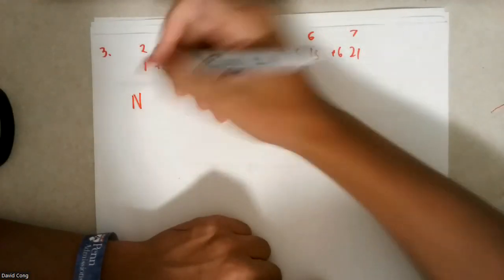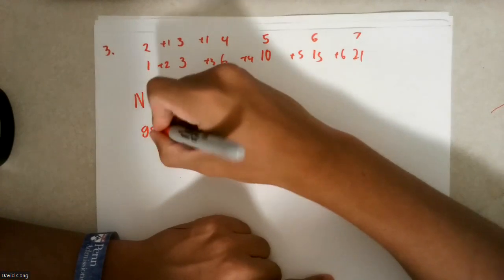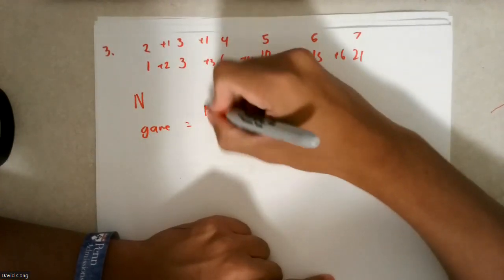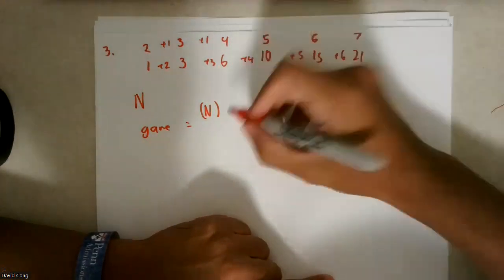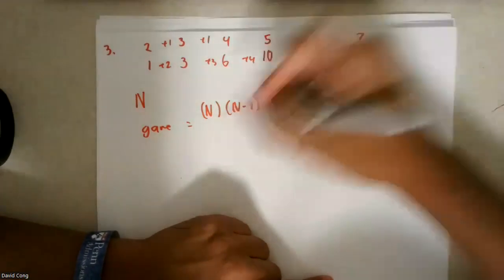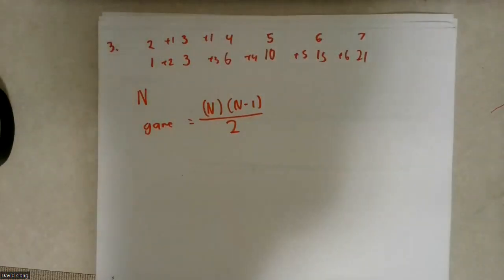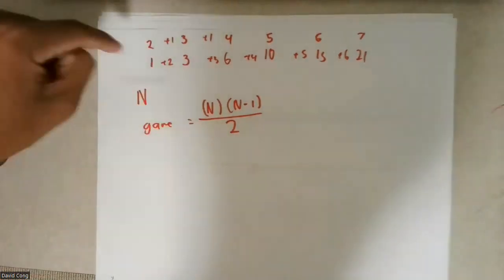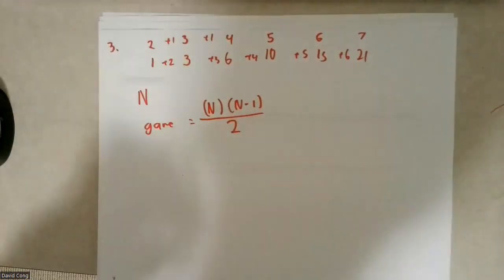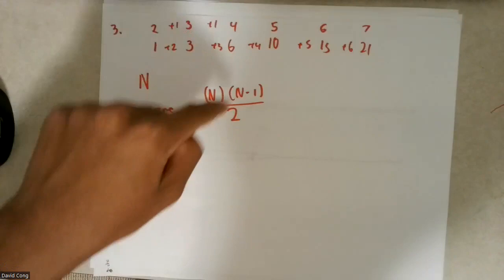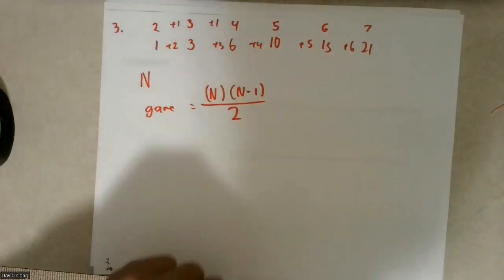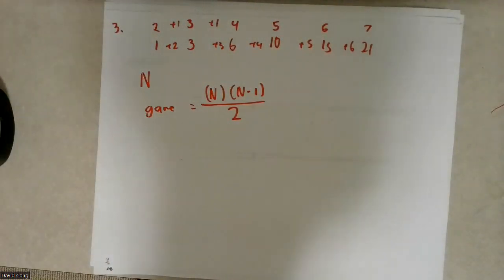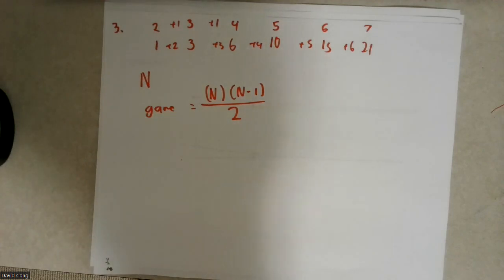Say we have n teams. The number of games is actually equal to n times n minus 1 over 2. And we can see this is true. 2 times 1 over 2 is 1. 3 times 2 over 2 is 3. 4 times 3 over 2 is 6. 5 times 4 over 2 is 10. 6 times 5 over 2 is 15. And 7 times 6 over 2 is 21.